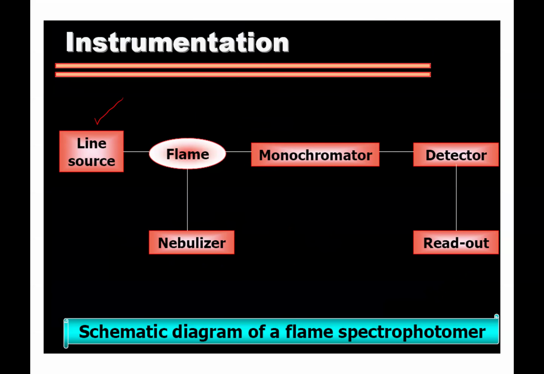What's the line source? I've just said it. The hollow cathode lamp that gives you light within that narrow window. And then there is a flame. You shine the hollow cathode lamp to give you the resonant line. You shine it, and you have a nebulizer.